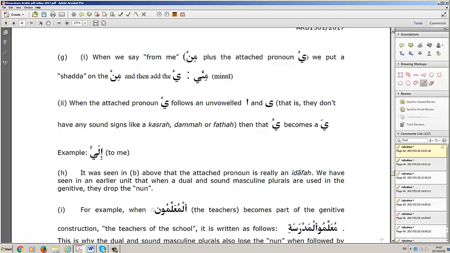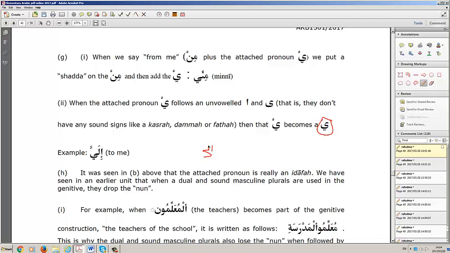Now, when the attached pronoun ya, that's as in "for me", follows an unvoweled ya, or unvoweled alif and ya, that is, they don't have any sounds like a kasra, dhamma, or fatha, then this unvoweled ya becomes a fatha ya. So for example, ilayya. So you have here a combination of two words, ila, that's "to", and "me".